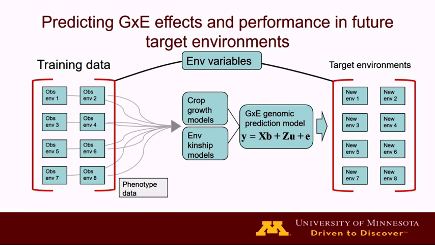Or you can use what some people call an environmental kinship model. You basically collect all the environmental variables around your environments, weather variables, soil variables. You use all those to tell you how similar environments are to one another, and that helps you make predictions in your mixed model. And then you predict your new target environments. So two different ways of looking at this.